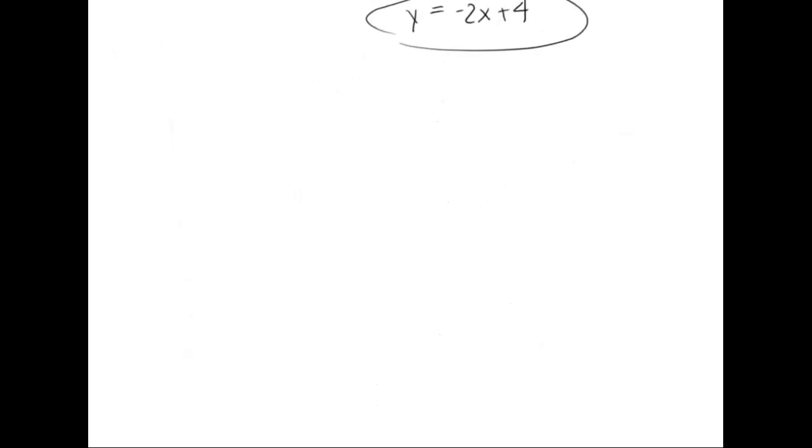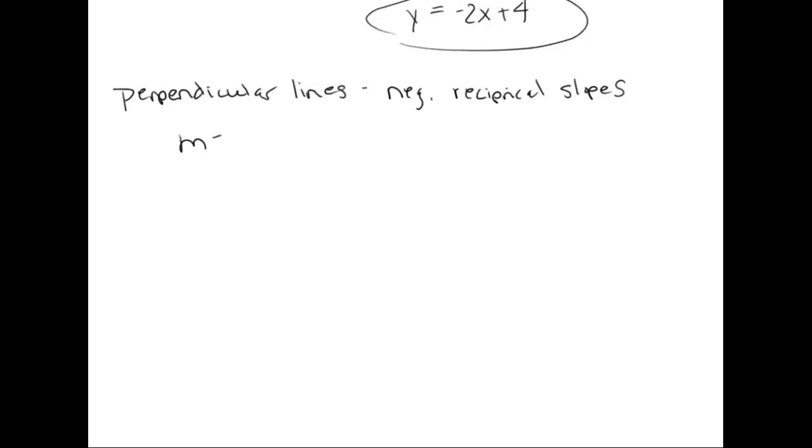The opposite of that would be perpendicular. Perpendicular lines have negative reciprocal slopes. Now, what do I mean by that? For example, if you have a line and the slope was 6/7, then the perpendicular slope is the negative, so I have to switch the sign. In this case, it's positive, so I'm going to make it negative. And I have to flip over the numbers. So it would be negative 7/6.